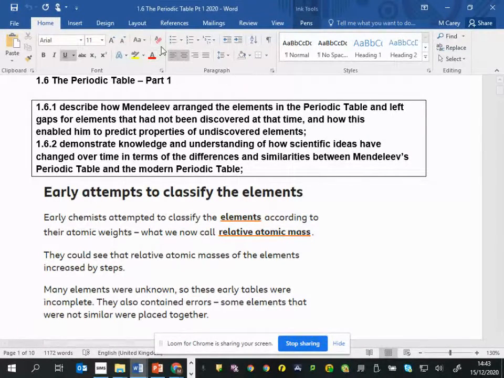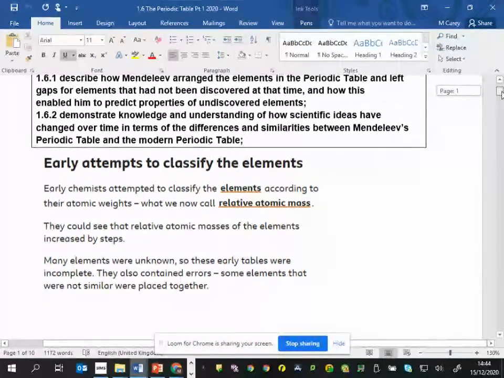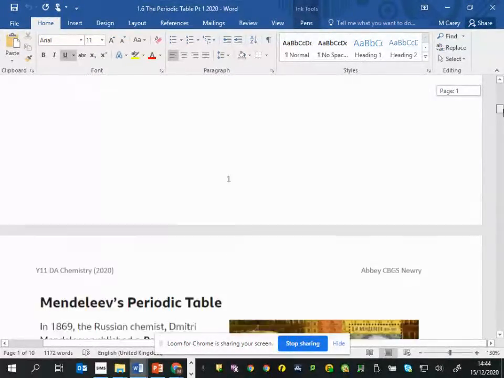the idea of him. So the key things here are actually in the specification: how he arranged the elements in the periodic table, left gaps using mass numbers, relative atomic masses. He left gaps for elements that had not been discovered. He predicted the properties of undiscovered elements. And then you compare Mendeleev's and the modern periodic table. Okay, so we just really read through this.